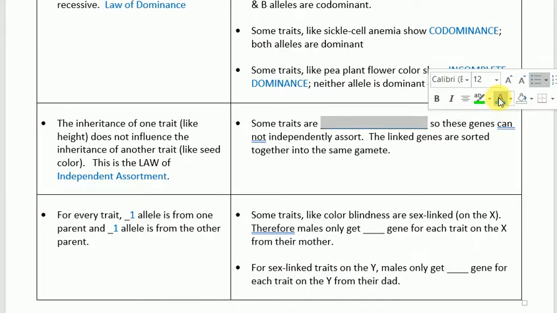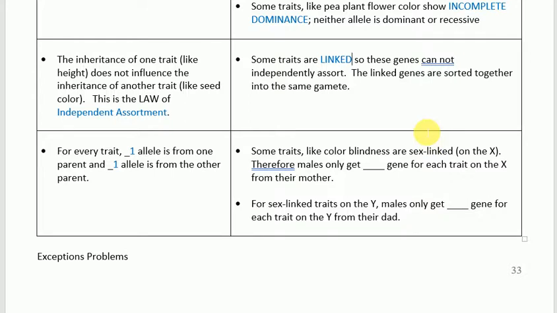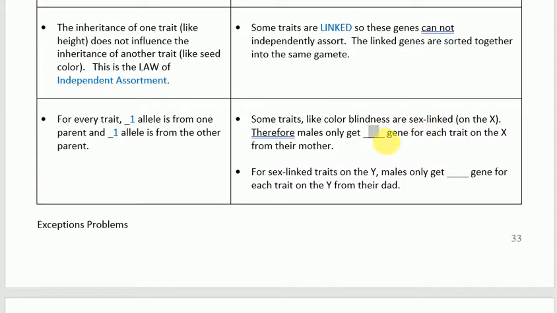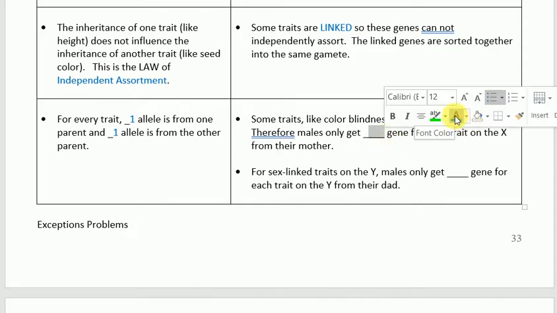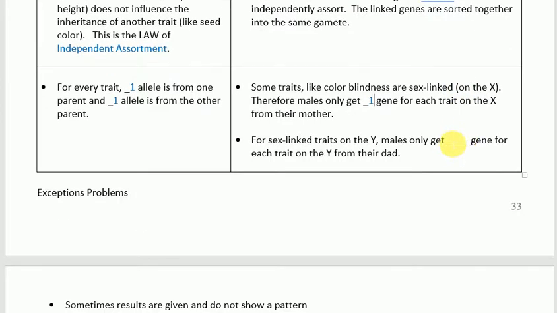Some traits are linked so that these genes cannot independently assort, and the linked genes are sorted together into the same gametes. Some traits, such as color blindness, are sex-linked, meaning they're only on the X. Therefore, males only get 1 gene for each trait on the X, and that is from their mother. For sex-linked traits on the Y, males only get one gene for each trait on the Y from their dad.